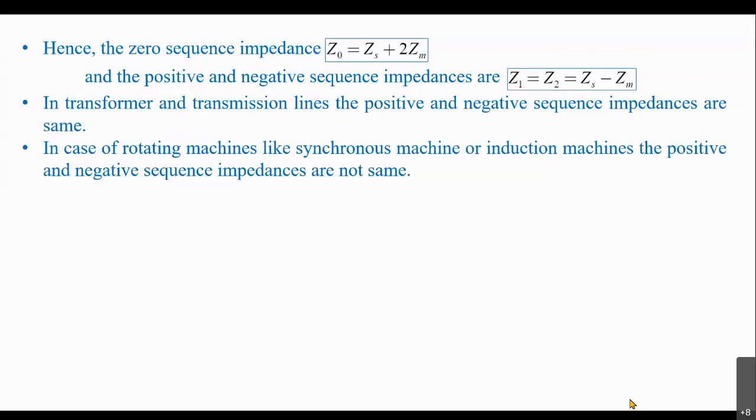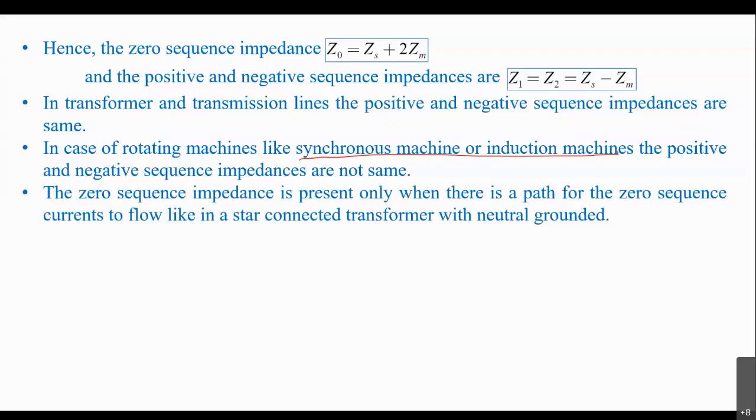Because they are series impedances, if we neglect the shunt branches in the transformer, then only the series impedance will be there. And obviously in per unit, it is only the series impedance that will show in the transformer. It is similar to the transmission line. In case of rotating machines, like a synchronous machine or induction machine, the positive and negative sequence impedances are not the same, unlike in transmission lines and transformers.